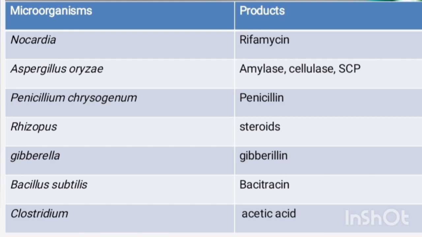Then Aspergillus oryzae is used for the production of amylase, cellulase and SCP. Then another one, Penicillium chrysogenum, is used for the production of penicillin. It is an antibiotic. Then Rhizopus can be used for the production of steroids. Gibberella can be used for the production of gibberellin. Bacillus subtilis for bacitracin. And finally Clostridium for acetic acid.